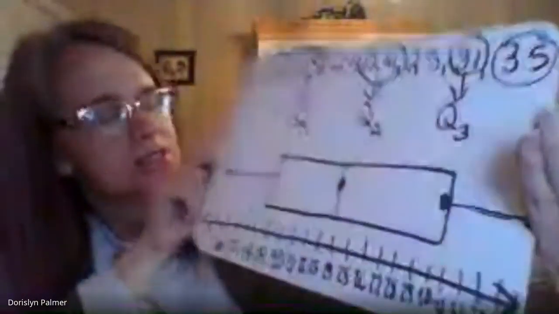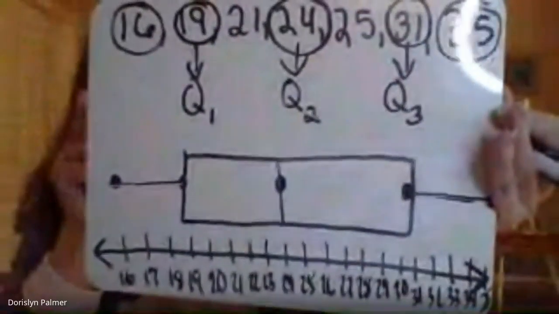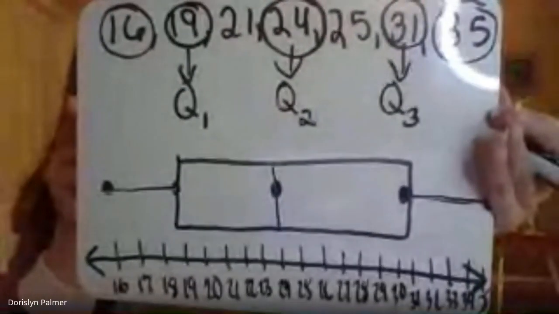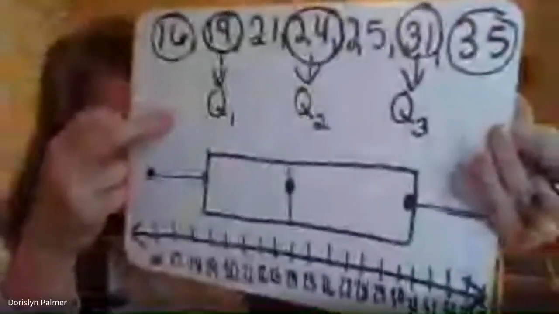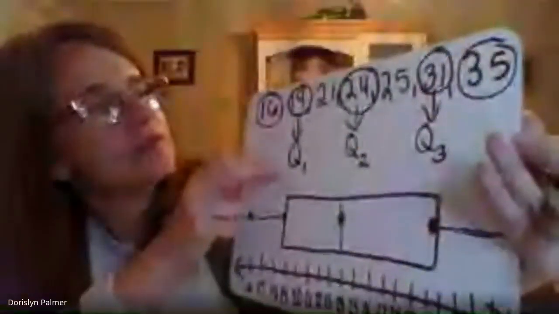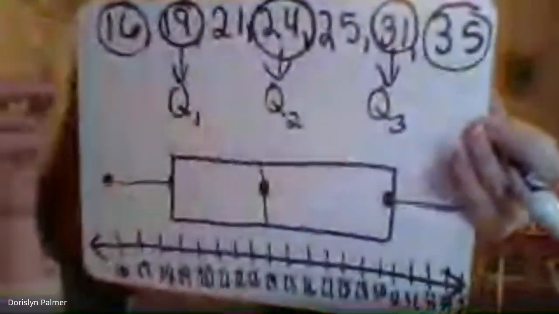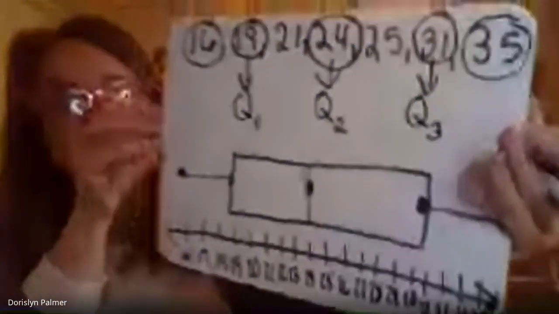They wanted to know the range. I can see the range from this, 35 minus 16, that's 19. They wanted my median right here at 24. They wanted the lower quartile, 19, and the upper quartile, 31. So we have all of that data.